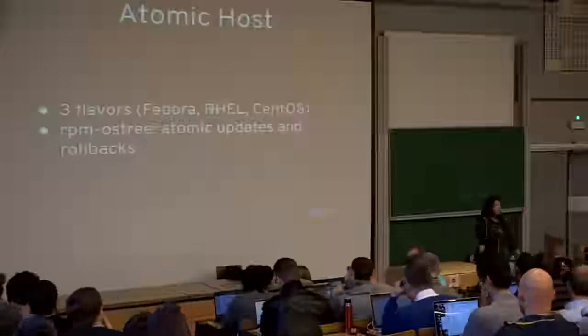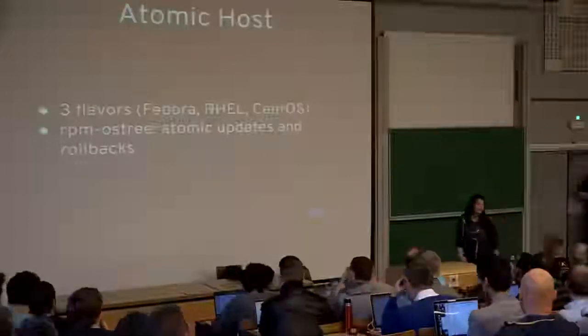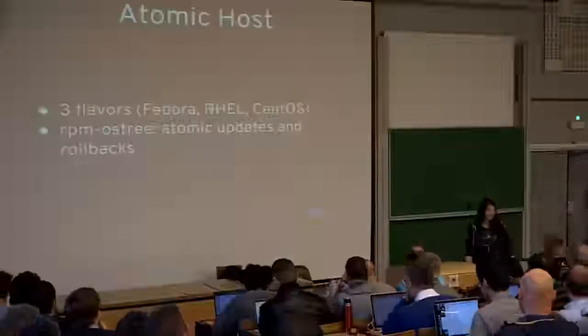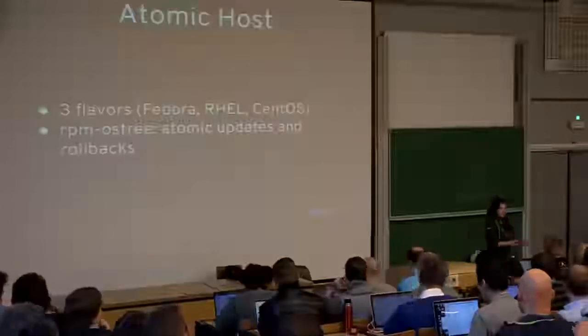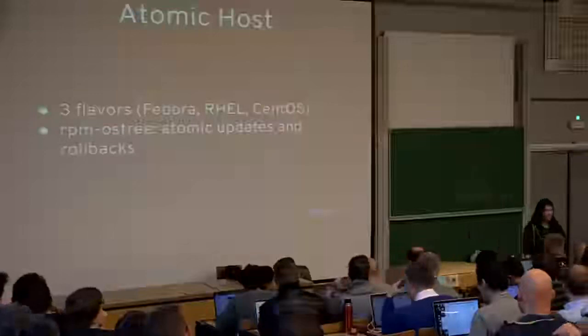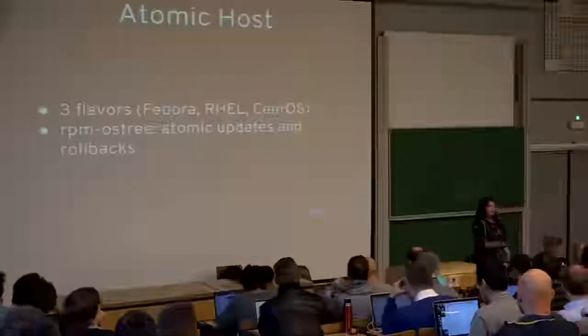So for Atomic Host, there are 3 flavors. There's a Fedora Atomic Host, there's a RHEL Atomic Host, and a CentOS Atomic Host. They all are obviously based on their distribution. Atomic Host runs on RPM OS tree.